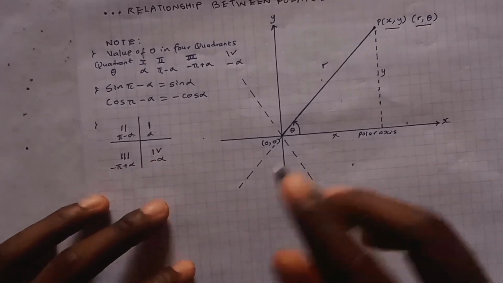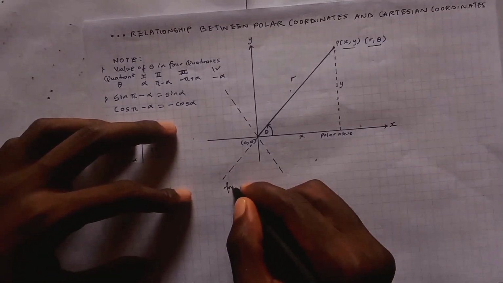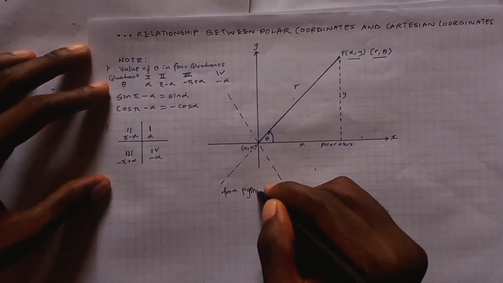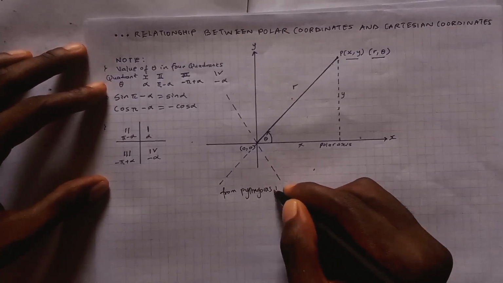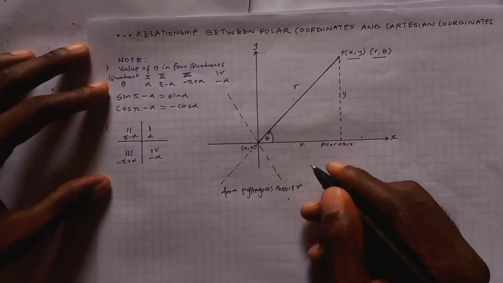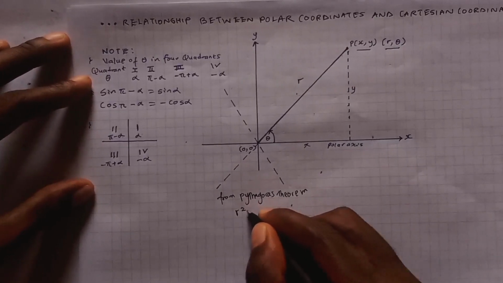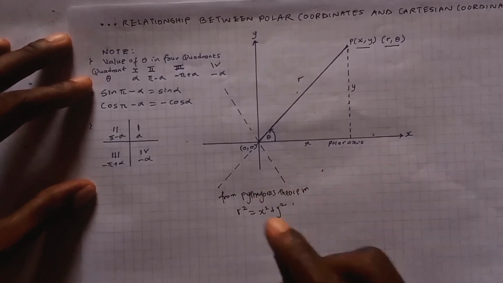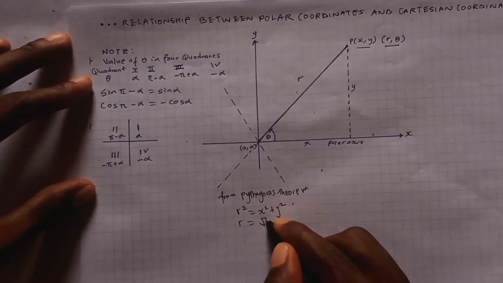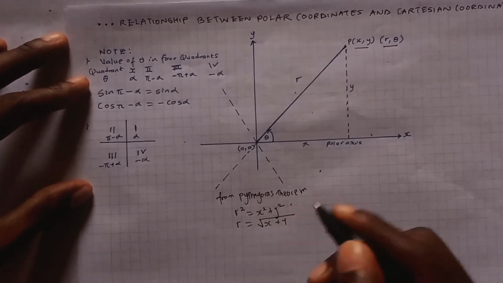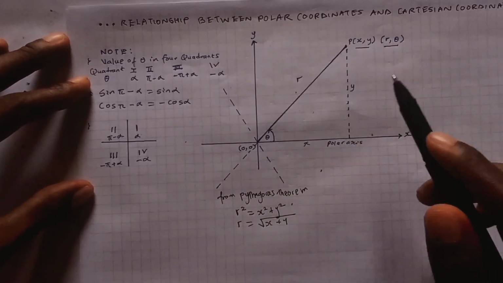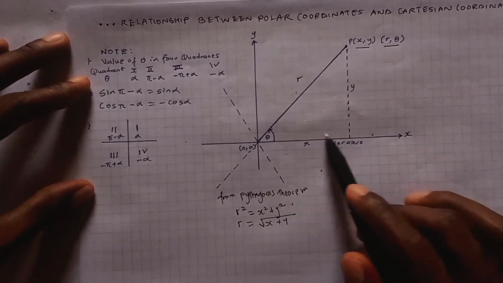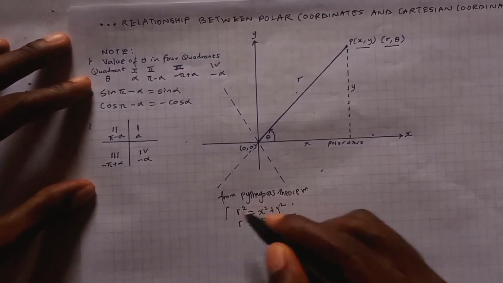From your Pythagoras theorem, we can say that r squared is equal to x squared plus y squared. Therefore, r is equal to the square root of x squared plus y squared. So we have r here as the hypotenuse, we have y as the opposite to this angle theta, and we have x as the adjacent to the angle theta. So we have established this fact.